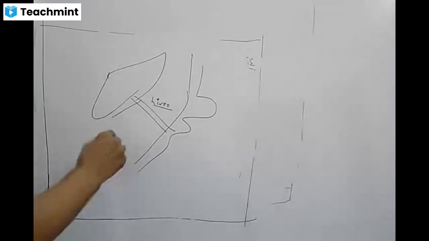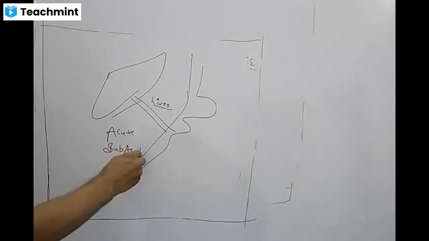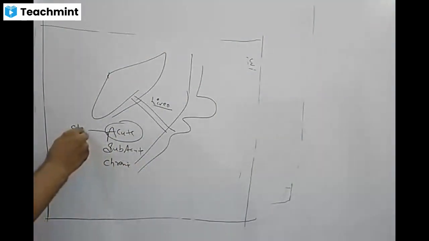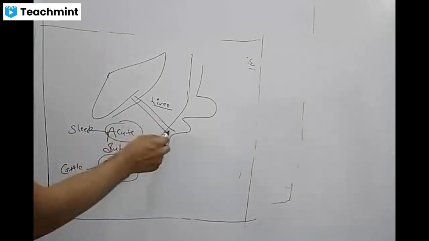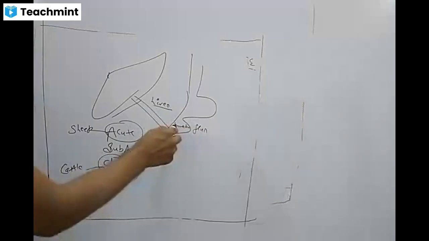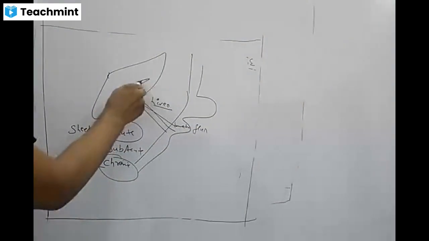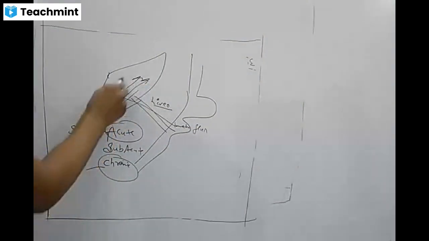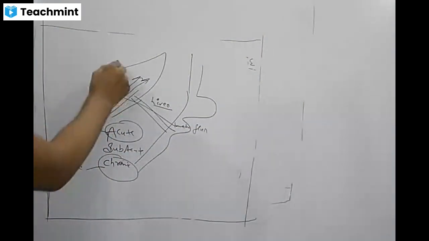So if you look at the pathogenesis, there are three forms of fasciola: acute, subacute, and chronic. Acute form is common in sheep, and chronic form is common in cattle. In this acute form, these immature flukes enter the liver, and they migrate in all the different directions, and sometimes they rupture the capsule also.